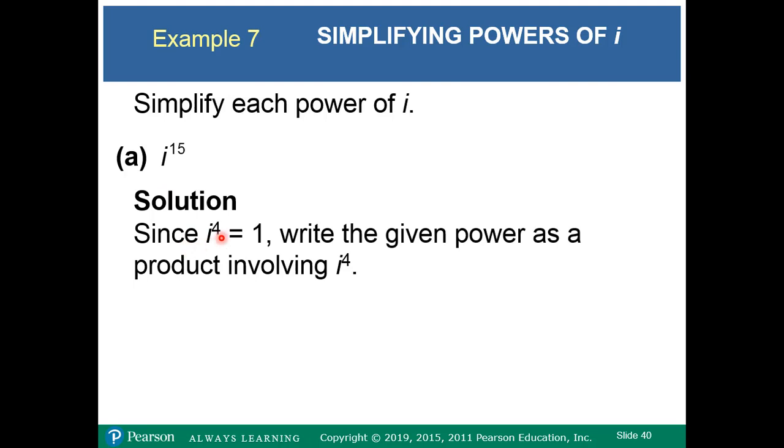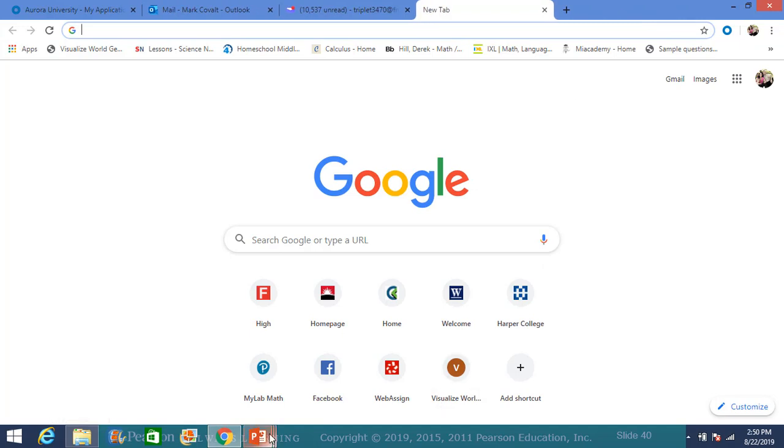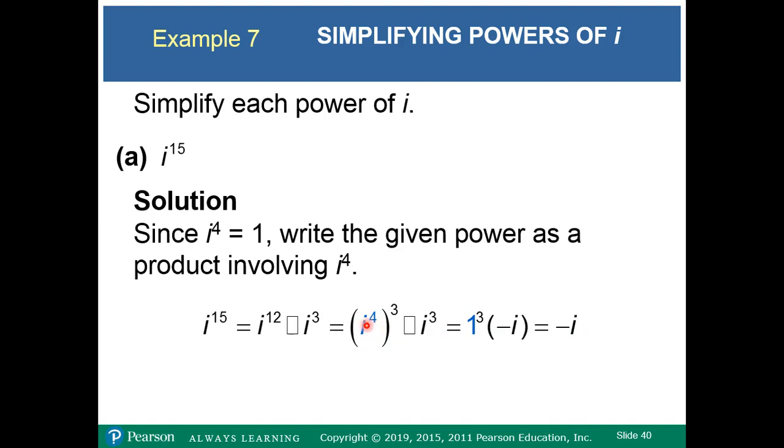Let's see. Since i to the 4th is 1, we write the given power as a product involving i to the 4th. So we want to write 15 as 3 times 4 plus 3. Then you can use the property of exponents to split this up into a product. Using the power rule, a power of a power, we know this is equal to 1, and 1 raised to any power is 1. So this is going to be 1 times whatever this is. We know that i to the 3rd is -i. So this has to be -i. And that's all you have to do.